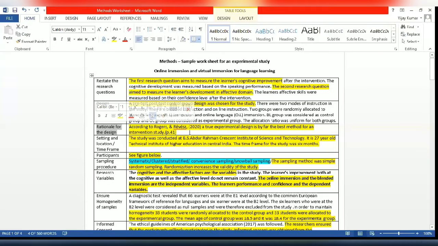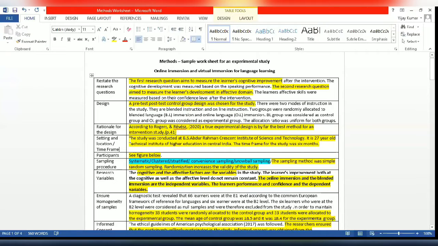See, according to Rogers and Revis, a true experimental design is by far the best method for an intervention study. So whatever your study is, find some supporting information as to why the study is appropriate, preferably with a citation. That will provide validity for your study. And then describe your setting and location.